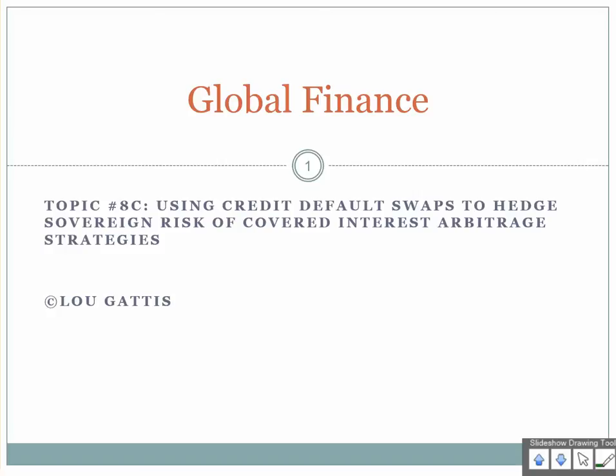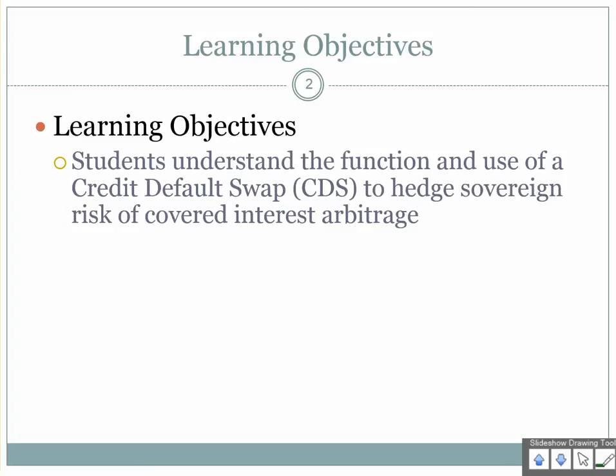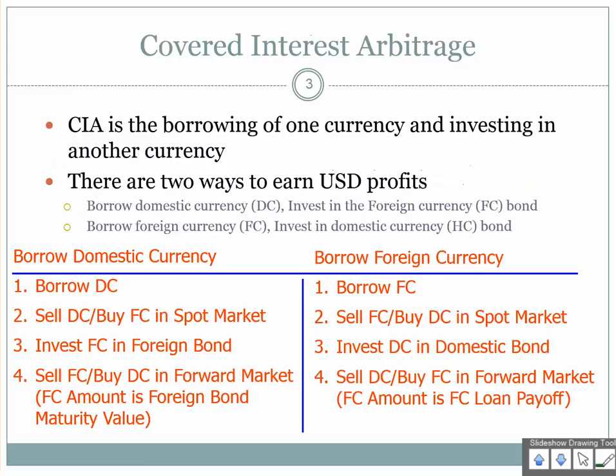Global Finance, Topic 8C: using credit default swaps, CDSs, to hedge sovereign risk of covered interest arbitrage strategies. Copyright Lou Gaddis. The objective is to see how you use a CDS to hedge the sovereign risk of a covered interest arbitrage. We'll look at a strategy with no CDS, identify the risk, and then see how a CDS is used to reduce the risk.